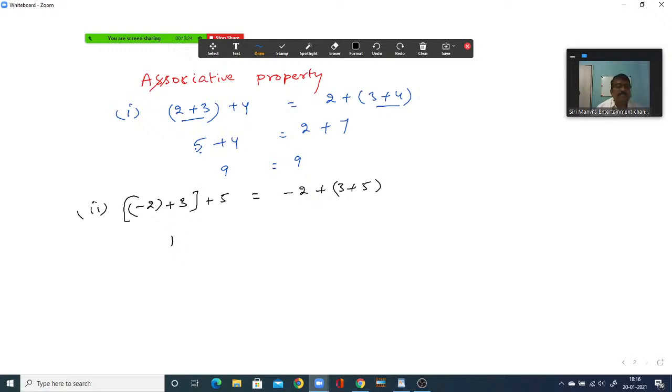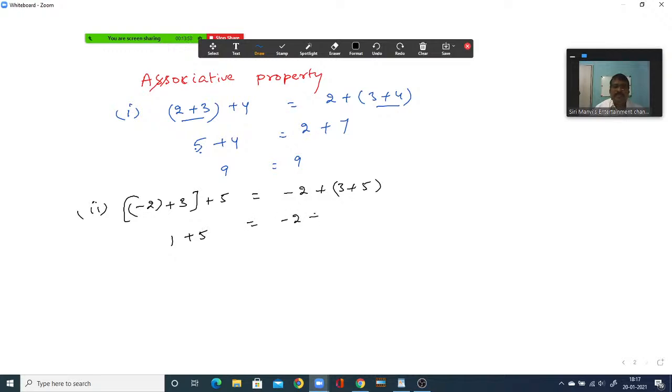As I already told in previous videos, when there are two different signs, subtract the smaller number from the bigger number. So 3 minus 2 is equal to 1. The bigger number's sign here is plus, that's why plus 1. So 1 plus 5.